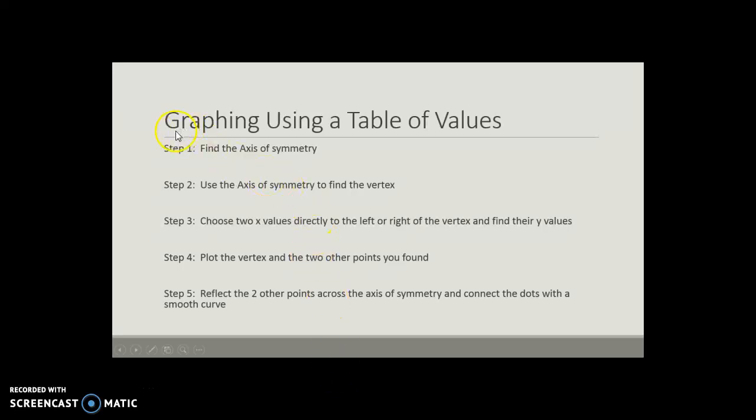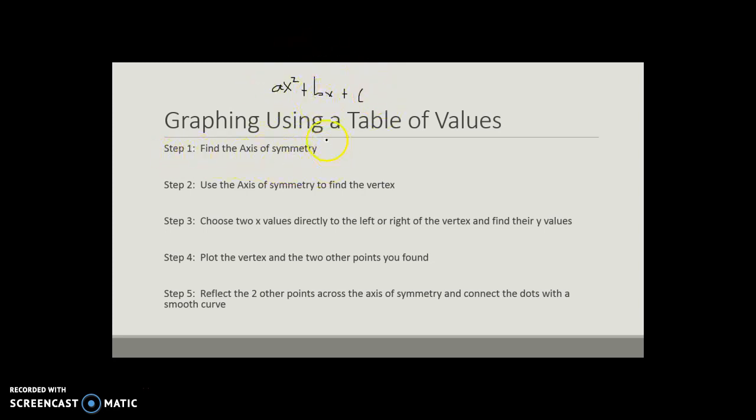All right, hello. Today we are going to review graphing using a table of values, graphing quadratics. And remember, quadratic equations, the ones we're going to graph in this video, are in the form ax squared plus bx plus c. I know that's sloppy. I'm trying to write with a mouse, so this is our form.